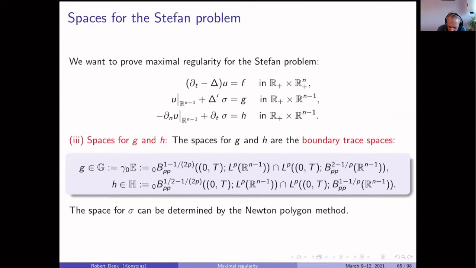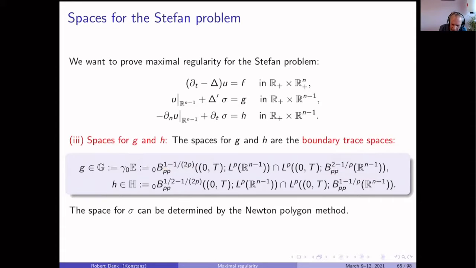And now we can consider the space for g, for instance. So g should be the boundary trace space of my solution space. So what I obtain is a Besov space, and I lose 1 over p because I go to the boundary. So originally I had the order 2, but now I have 2 minus 1 over p with respect to x. And by some kind of homogeneity, going to the boundary, instead of 1 I have 1 minus 1 over 2p with respect to time.